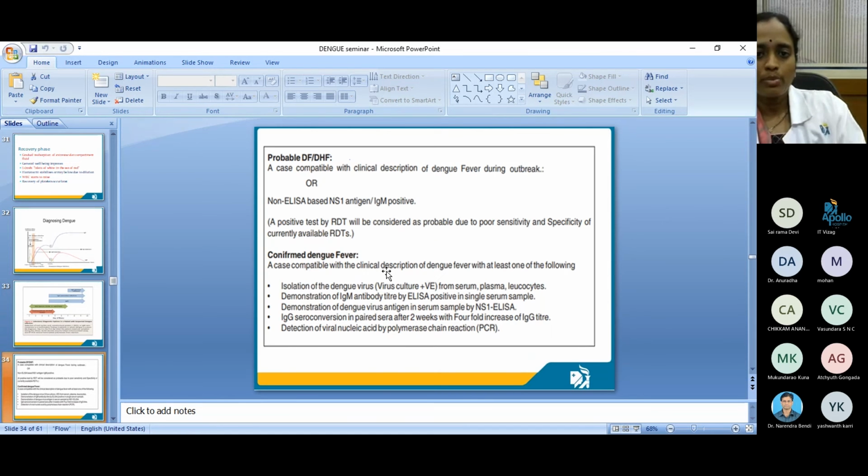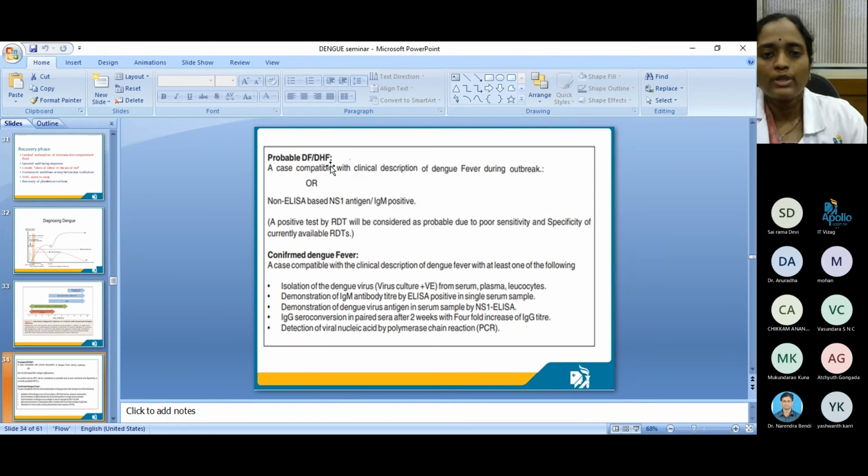So, what is probable dengue and what is dengue? As I said, if I'm able to isolate the virus, if I'm able to detect IgM antibody titers by ELISA or NS1 ELISA, or IgG seroconversion in paired sera after 2 weeks with a fourfold increase in IgG, or detection of viral nucleic acid by polymerase chain reaction, all these mean that the patient has confirmed dengue fever.